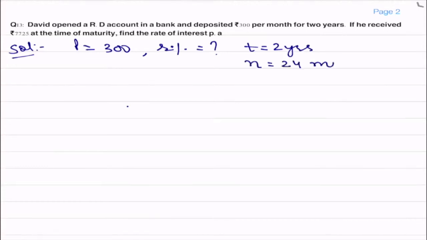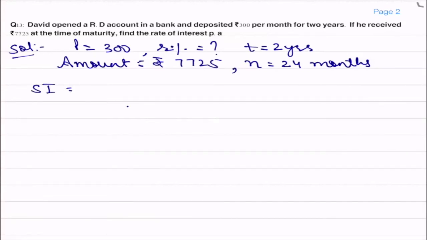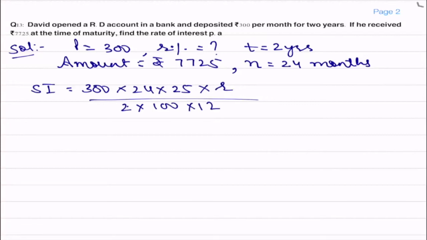So in this question, first we will write down what is given. Principal is 300 rupees. Rate of interest is missing. Time period is 2 years, so number of months will be 24. The value of n is 24 months. And maturity value, or you can say the amount, is rupees 7,725. So we will again put the values in the simple interest formula. P into n(n+1)/2, that is 24 into 25, into rate of interest which is missing, upon 2 into 100 into 12. When we solve, after cancellation, our simple interest is 75R.